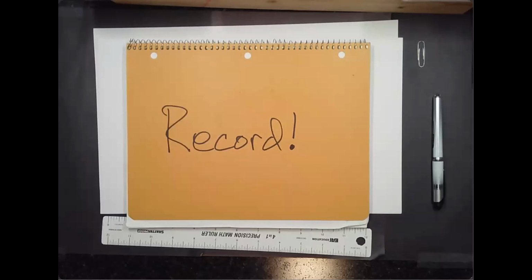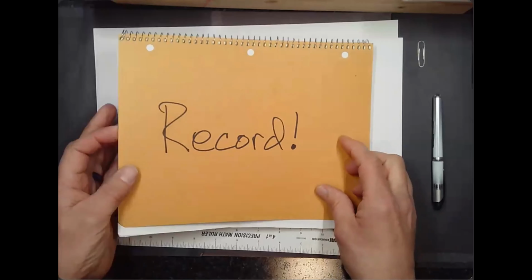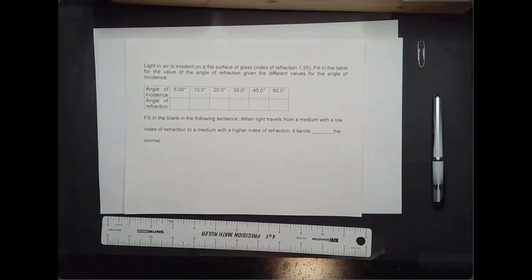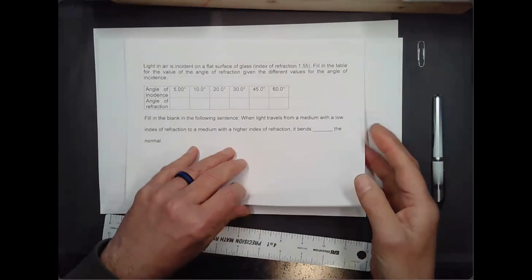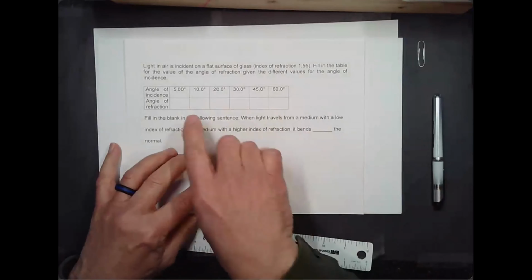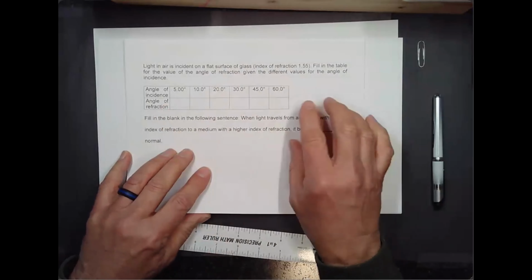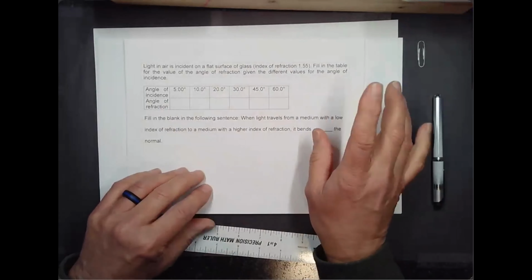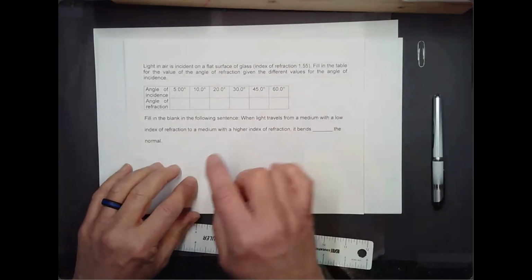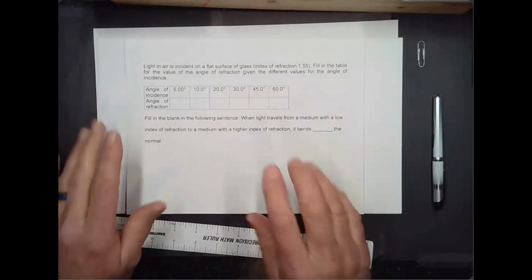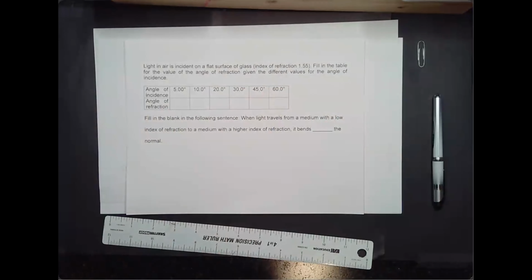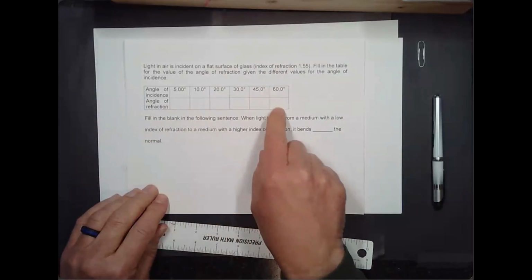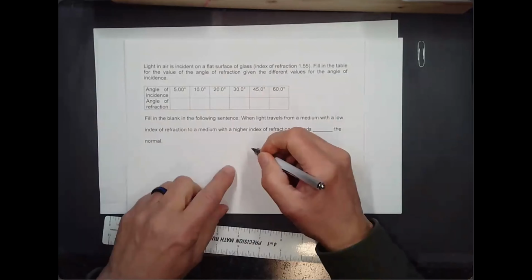Okay, so let's take off here. The other day on Monday, I filled out this thing. This was first for light in air incident on a flat surface of glass with a particular index of refraction. And for that, we calculated the angle of refraction for a bunch of different incident angles.